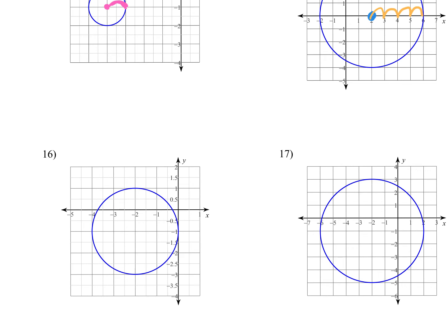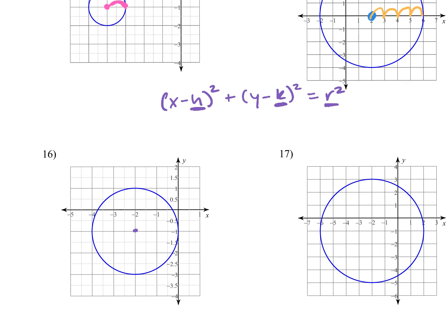So for 16 and 17, we have to come up with the equation. So our equation is x minus h squared plus y minus k squared is equal to r squared. So we just have to figure out what our center is and plug those in to h and k, and then we find out what our radius is and plug that into r.